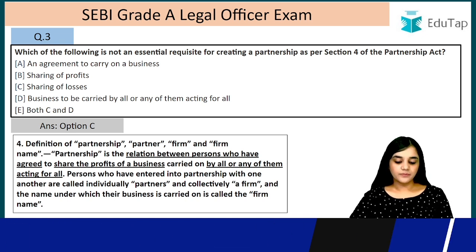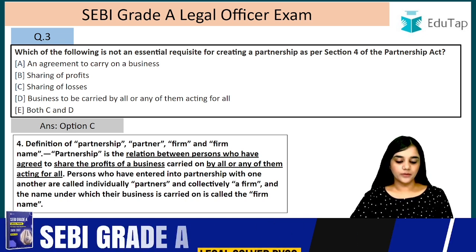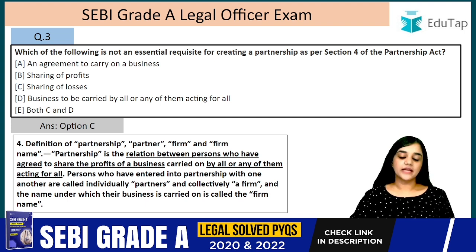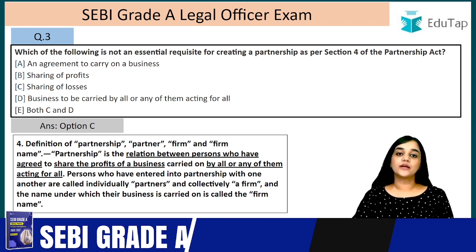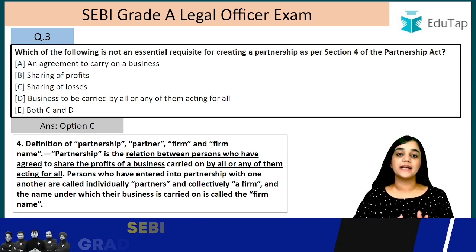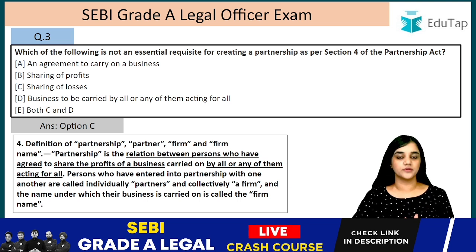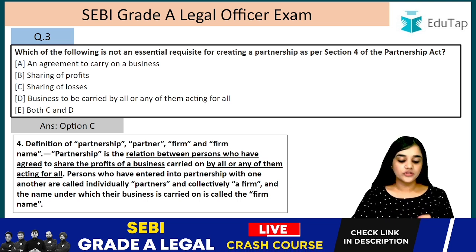Let's read it first. Partnership is the relation between the persons who have agreed. First and foremost thing is that it is a relationship between the persons. Relationship between the persons means that one person cannot make a partnership firm. It has to be an association of 2 or more persons, right? So it is a relationship between the persons.